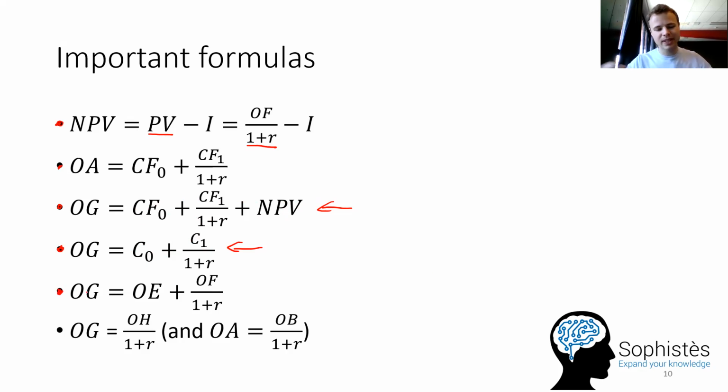Then this third formula is just a strange formula. You will not use that often. It's the OE plus the OF divided by 1 plus R. It doesn't have a really good interpretation. Obviously, this is just your present value here, but the OE doesn't have a clear interpretation. And then lastly, remember the relationship. OG times 1 plus R is the OH, and that means that OH divided by 1 plus R is the OG, and the same holds for A and B. And those are all the formulas you need for the Hirshleifer model. And then here, this is the most important thing for today.